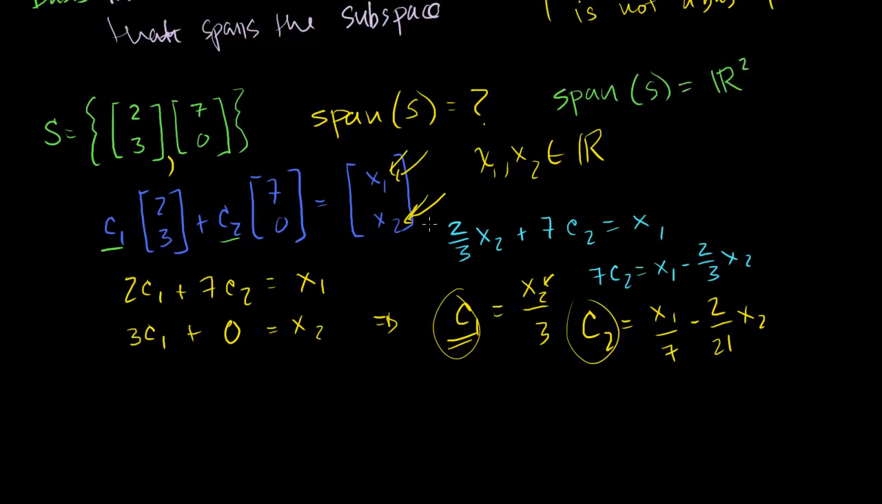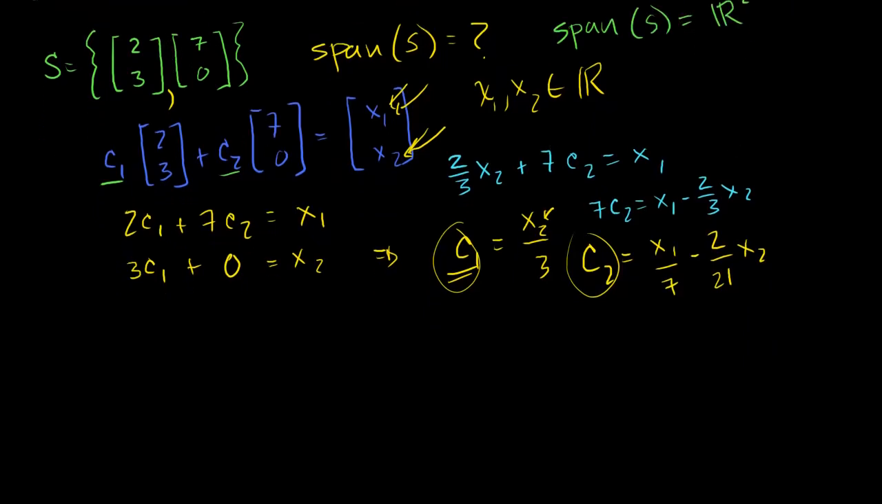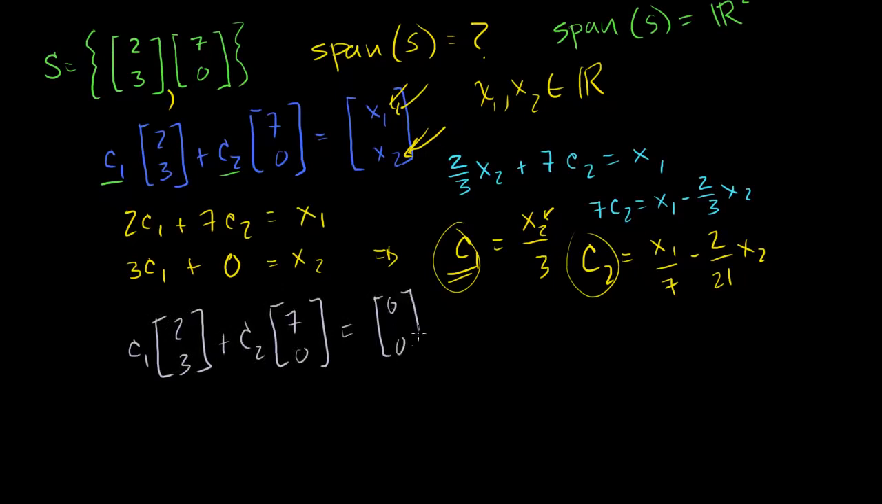Now, the second question is: are these two vectors linearly independent? Linear independence means that the only solution to the equation c1 times the first vector plus c2 times the second vector equaling the 0 vector is when both of these equal 0.